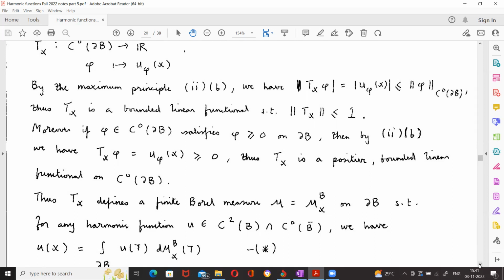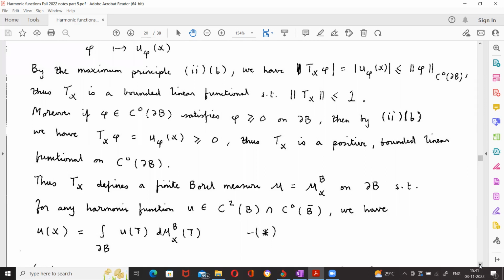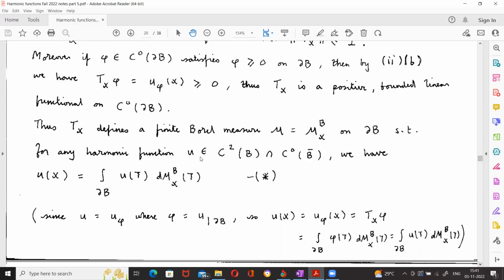Okay. So this is a probability measure. This is called the harmonic measure. By definition, it has the property that if I take any harmonic function u on the ball, which is continuous on the closure, then the value of u at x is equal to the integral over the boundary of the ball of u(xi) d mu_x(xi), where d mu_x is the harmonic measure based at x.